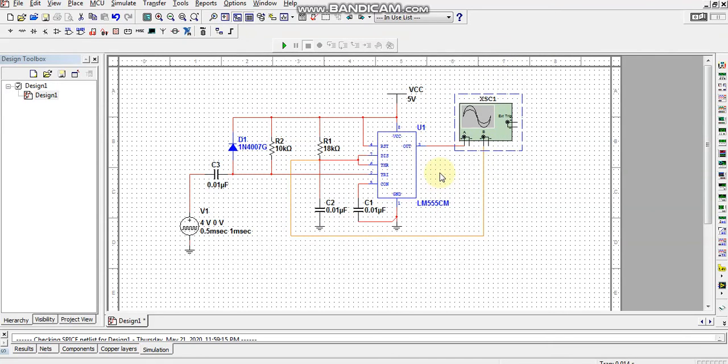So here in monostable you don't have the options of symmetrical and asymmetrical. It comes into account when we are doing an astable multivibrator.